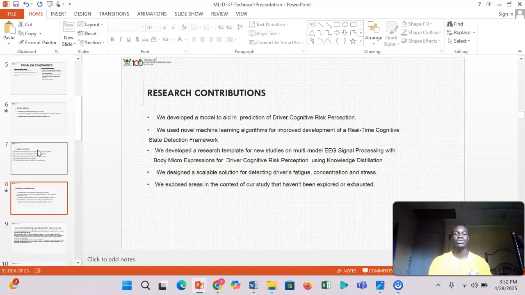Then to move on to our research contributions, we developed a model to aid in the prediction of the driver cognitive risk perception. We used a novel machine learning algorithm for improved development of our real-time cognitive system. I'll take you very fast through these. We developed a research template for new studies on multimodal EEG signal processing, body micro expression for driver cognitive risk perception. We designed a scalable solution for detecting drivers' fatigue, concentration, and stress. Then we exposed areas in the context of our study that haven't been explored.